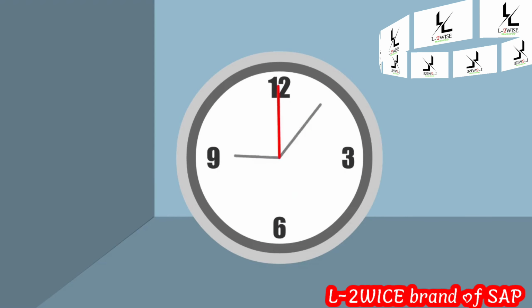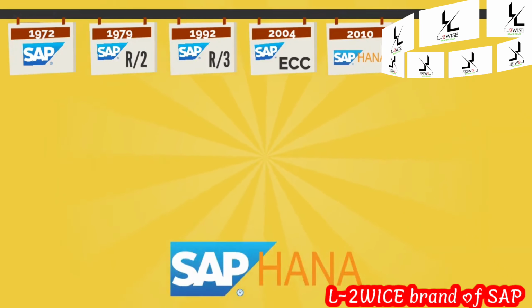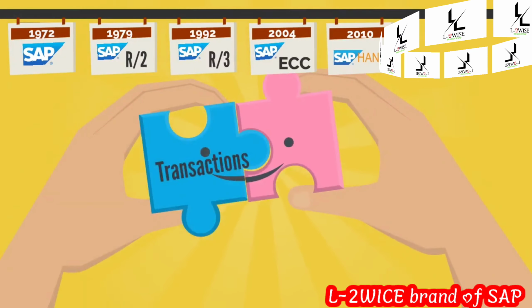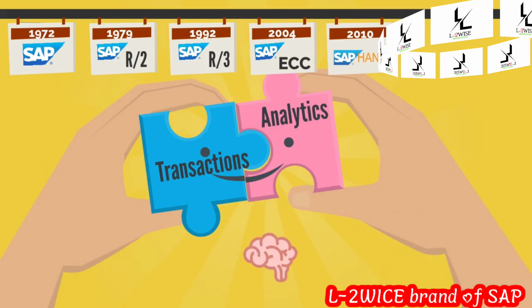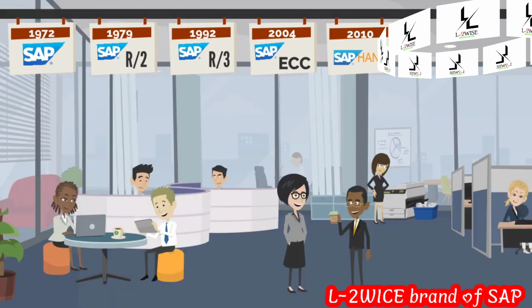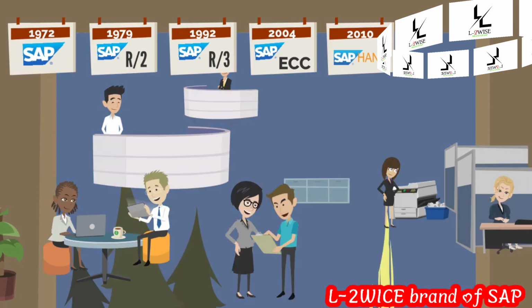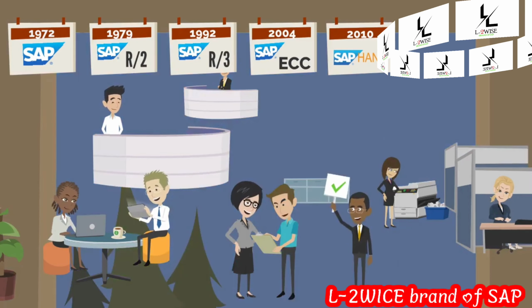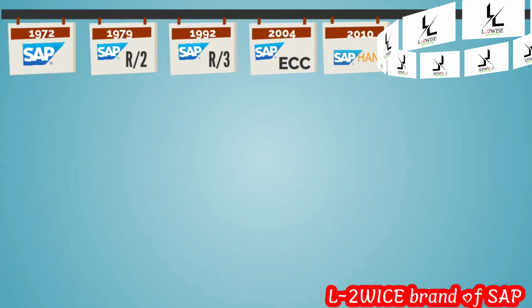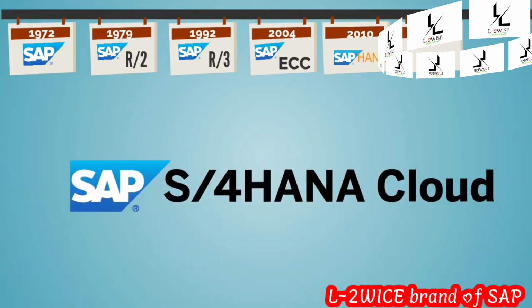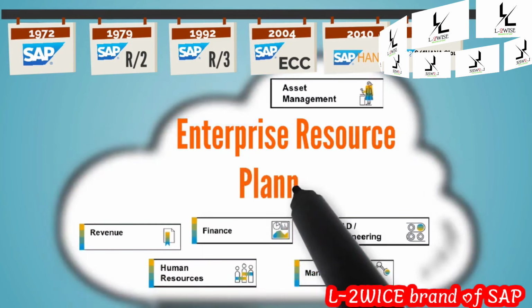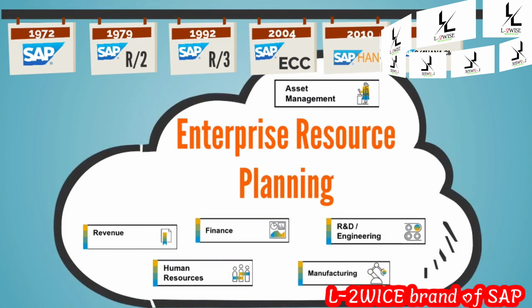This brings us back to the creation of HANA. HANA combines transactional and analytical data together, whilst holding the data in memory. Businesses can now gain real-time insights from any data at any time, without disrupting operational processes. In 2015, SAP launched SAP S4HANA Cloud, an ERP system in the cloud that only runs on HANA.